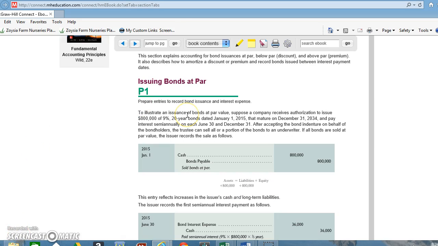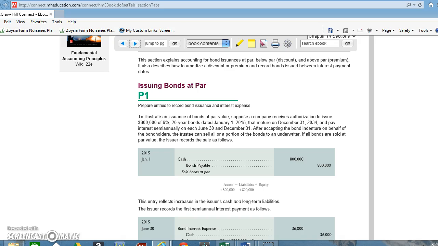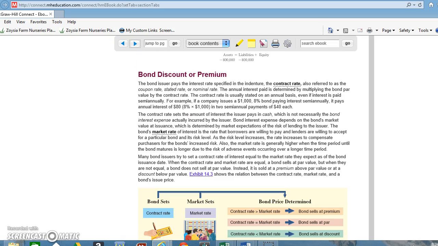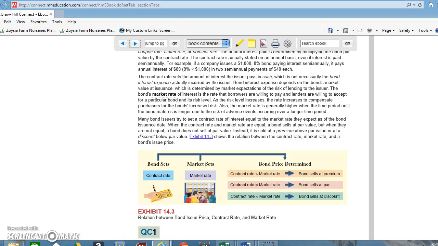Here at P1 they begin to talk about issuing bonds at par. That means at the stated cost of the bond. If you scroll down, we get into bond issuance at either a discount or a premium, and that's where it gets a little bit tricky, and you'll want to pay particular attention here to how a discounted bond and a bond at a premium work, and be able to distinguish between the two.